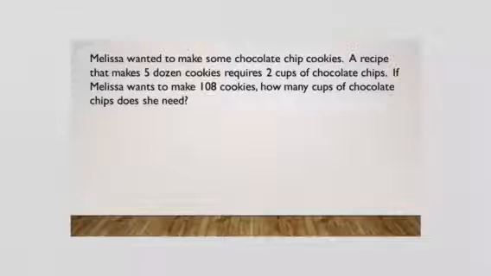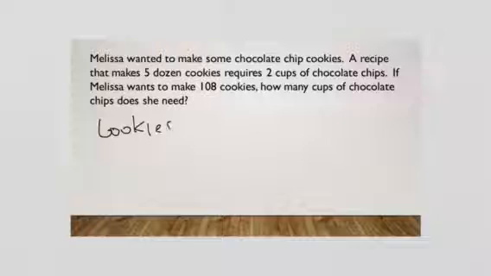Okay, let's try one more. And this makes sure we pay attention to our units. Melissa wanted to make some chocolate chip cookies. A recipe that makes 5 dozen cookies requires 2 cups of chocolate chips. If Melissa wants to make 108 cookies, how many cups of chocolate chips does she need? So we know that we have 5 dozen cookies. Well, isn't that the same as 60 cookies?